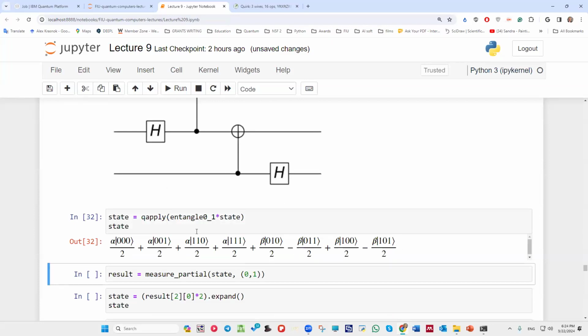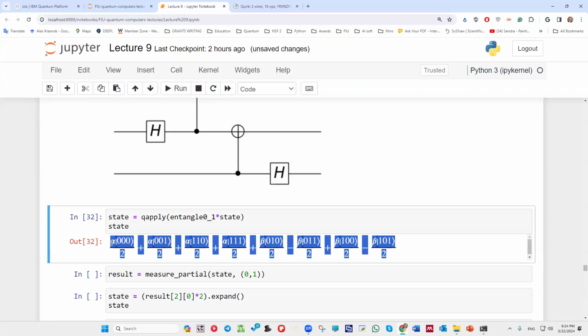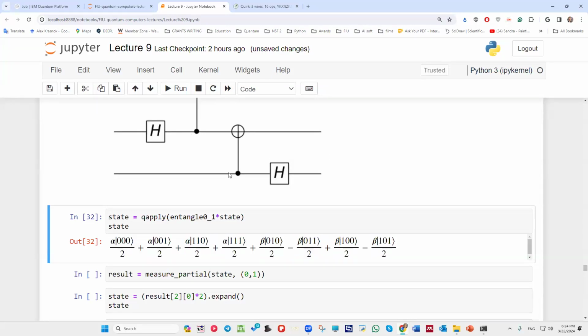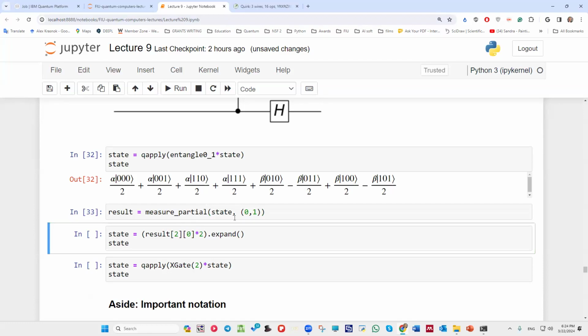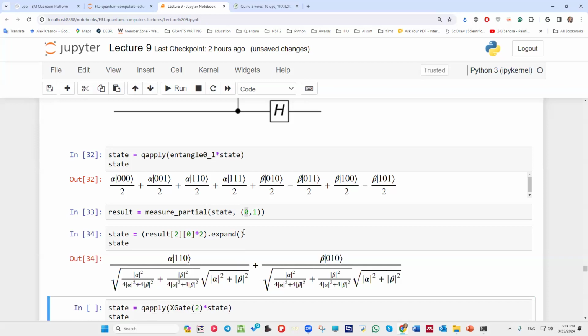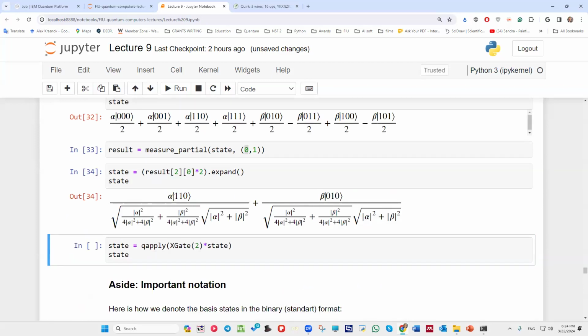Okay, so if the initial state of the qubit we want to teleport is arbitrary, alpha 0 plus beta 1, this is the most general state that is generated by this 3-qubit circuit. Then we apply partial measurement to qubit 0 and qubit 1, which are Alice's qubits, right? And we expand the result. So this is the result.